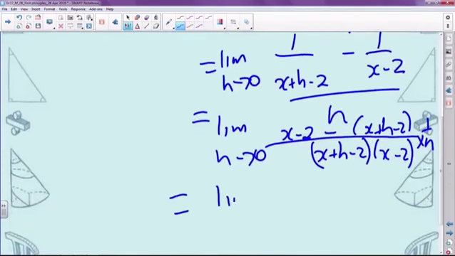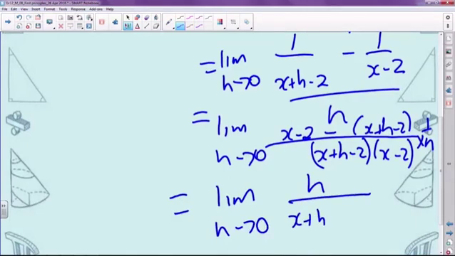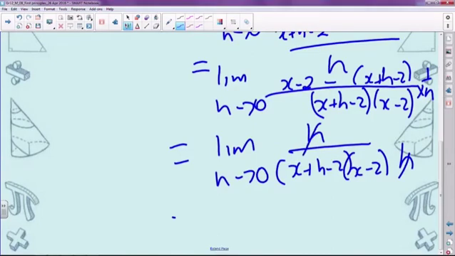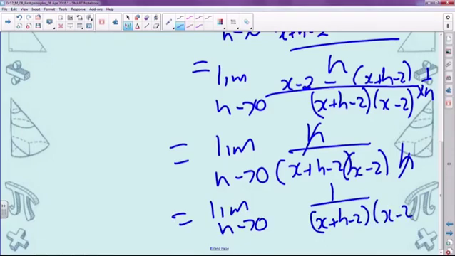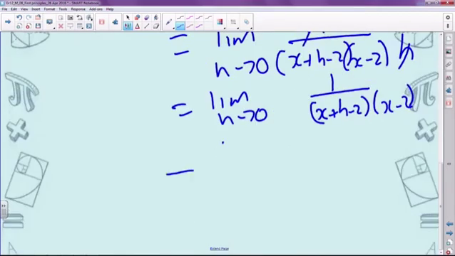So this will be limit as h approaches 0. When you simplify this, so I'm giving you the tools so that you can do this yourself. When you simplify all of this, you end up with h over x plus h minus 2 times x minus 2 times h. Your h's cancel and you end up with limit as h approaches 0 of 1 over, and you can test this out, x plus h minus 2 times x minus 2. So therefore you end up with the gradient being 1 over x minus 2 squared. Okay, so I really sped through that.